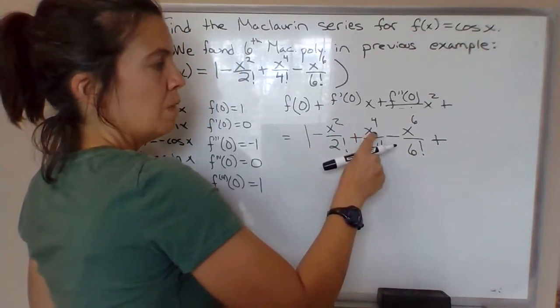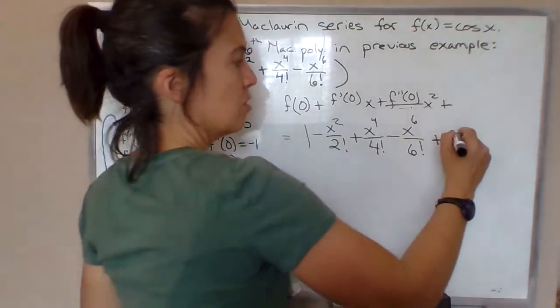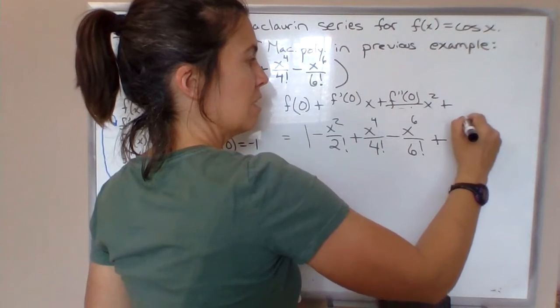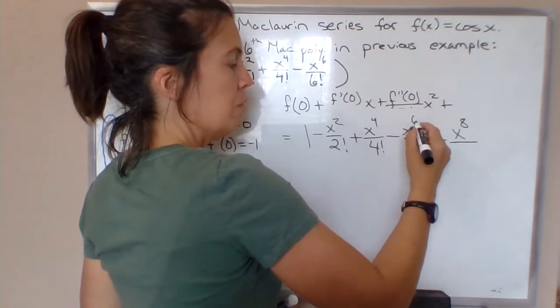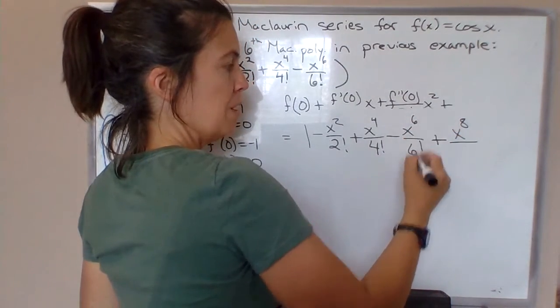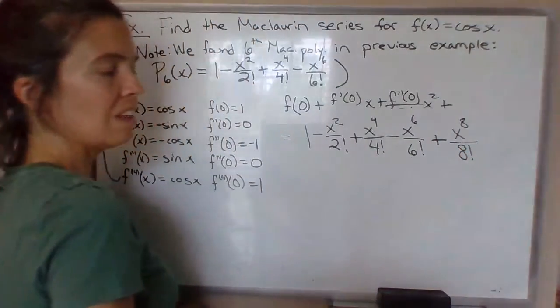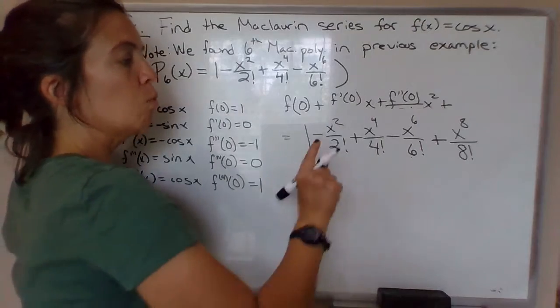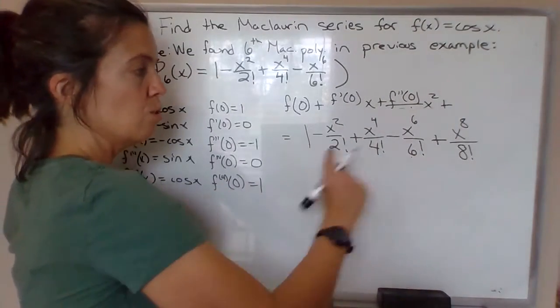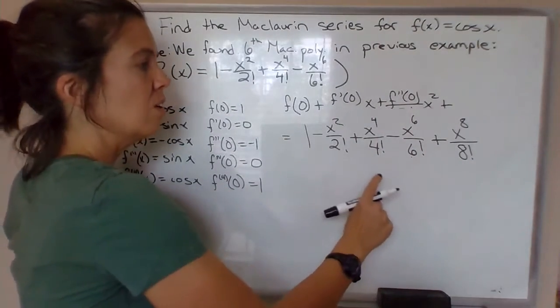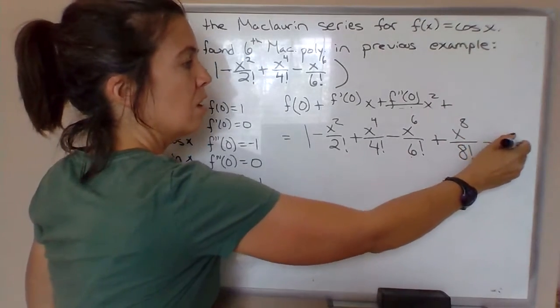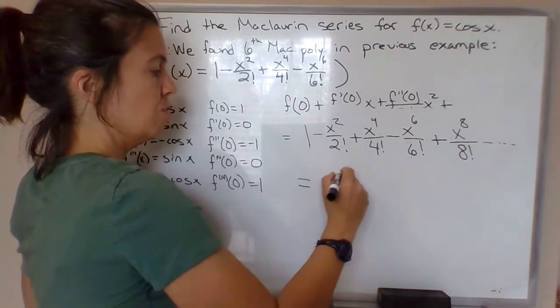We're only hitting the even powers of x. So I would expect the next power of x to be x to the 8th over, and whatever power of x we have up here, we have that factorial in the denominator. So it looks like I would guess that that would be the next term. Once you're able to guess the next non-zero term by identifying a pattern here, then you may be ready to write the sigma notation for this sum.